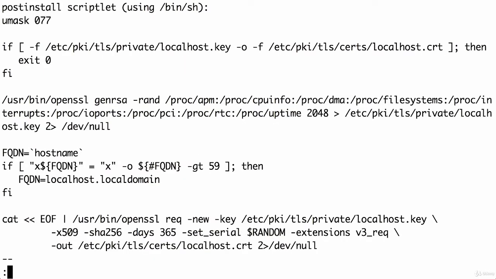So I'll hit enter here, and it says the post-installation scriptlet using /bin/sh, and it shows you the script that was executed. Ultimately, what this script does is it looks to see if there's a localhost.key file or a localhost.crt file. And if there is, it doesn't do anything. But if there isn't, it goes ahead and generates an SSL self-signed cert. So that's exactly where the SSL cert came from that we looked at in our web browser. Now to get out of the less pager, I'm just going to hit q.